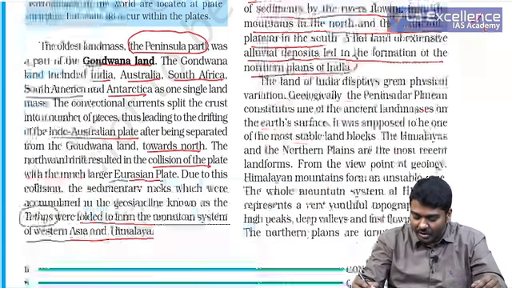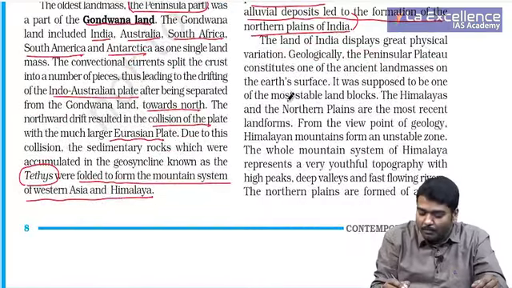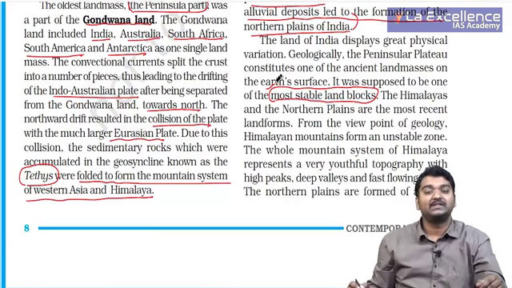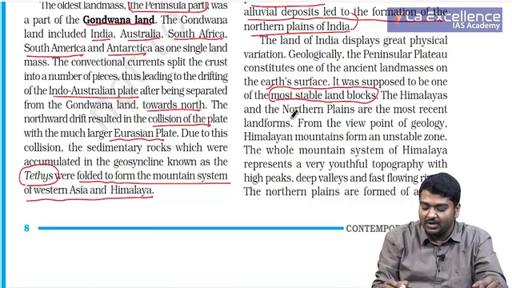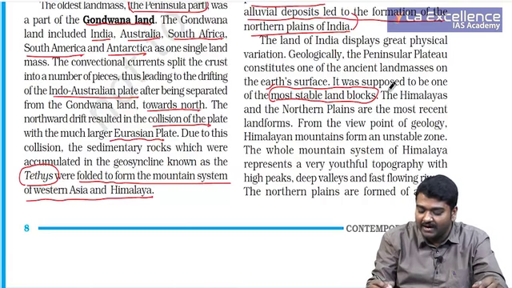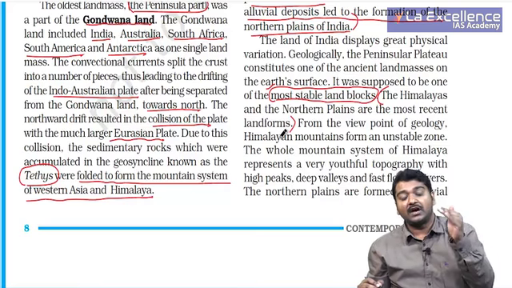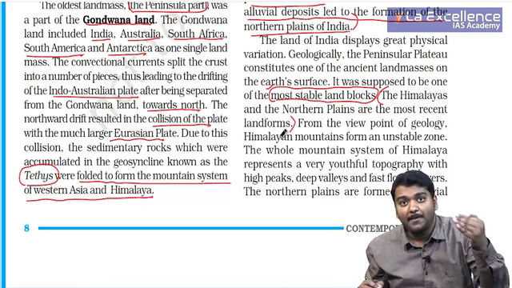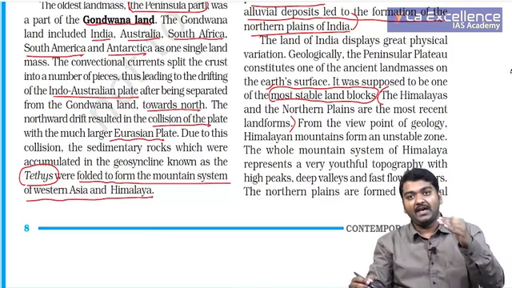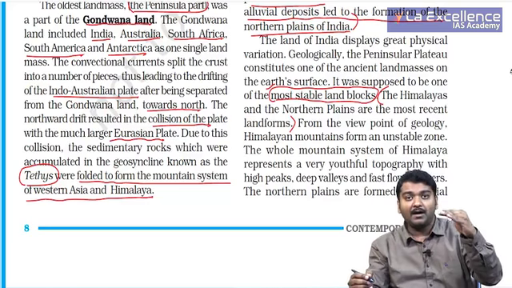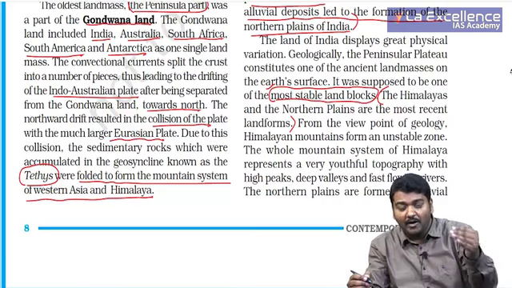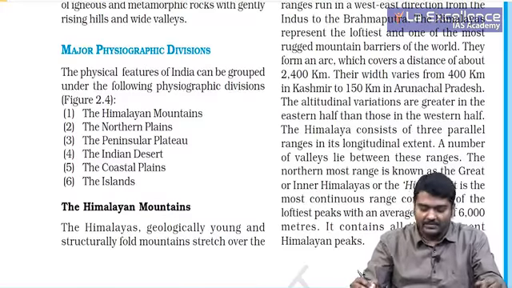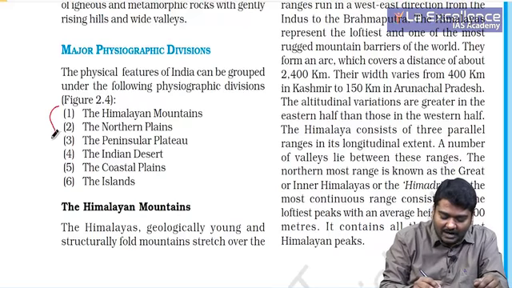And then we talk about the land block or the most stable block of India, that is peninsular India. The Himalayas and the northern plains are the most recent landforms, whereas the peninsula is the oldest one present within India. We date this back to the Gondwana land period as well. So we say Himalayas and plains are younger and their structures are newly formed, whereas the peninsula is the old one. Then let us see these points one after the other.